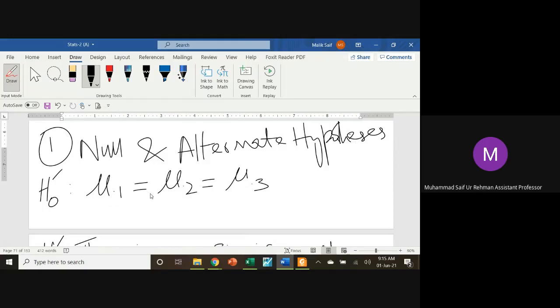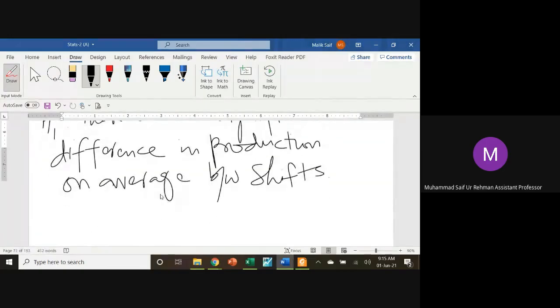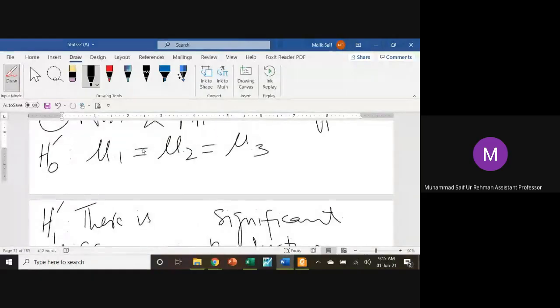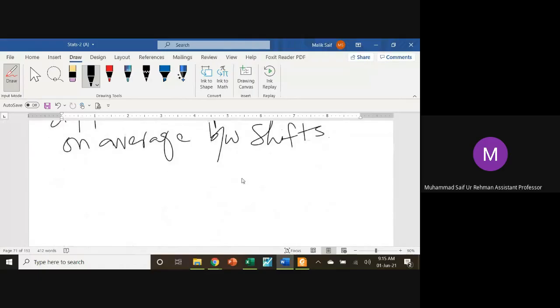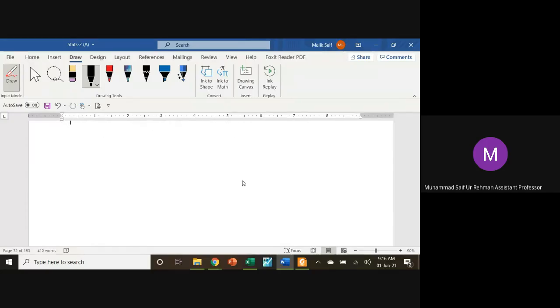Okay, when equality sign is there, there is no significant difference. When equality sign is not there, alternatively you can also write it down as mu dot 1 not equal to mu dot 2 not equal to mu dot 3. So this will mean that there is significant difference between average production during the shifts.